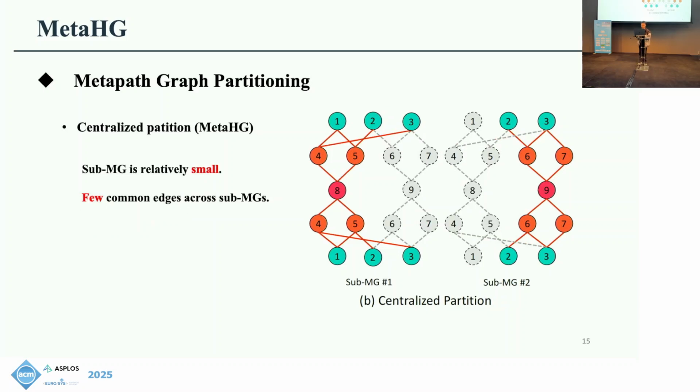We then propose a centralized partition method, and we partition the MG at the middle layer rather than the first layer as in the traditional batch partitioning. The centralized approach prevents excessive overlaps between sub-MGs and reduces redundant computations during encoding. We can see in the figure, each sub-MG is relatively small and there are few common edges across different sub-MGs.